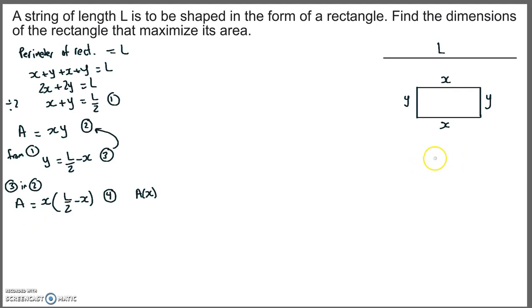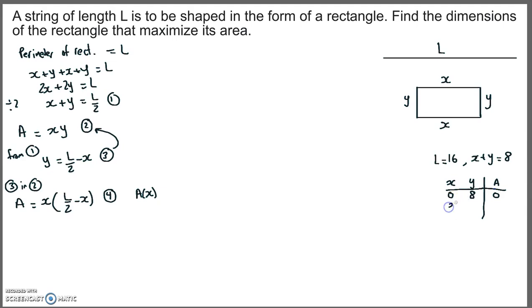So let's take an example here. Let's say L equals 16. So that means from equation number 1, X plus Y equals L over 2. So X plus Y equals 8. So let's select a couple of values for X and Y, and let's find the corresponding area. So if we were to select that X equals 0, that really ends up not being a rectangle, but just kind of a straight line. So the value of Y would be equal to 8, and then the corresponding area would be 0. So the rectangle has essentially collapsed down to a straight line.